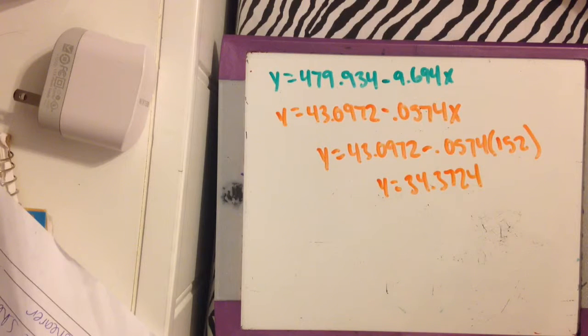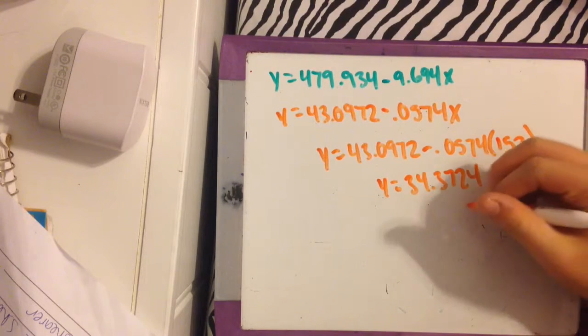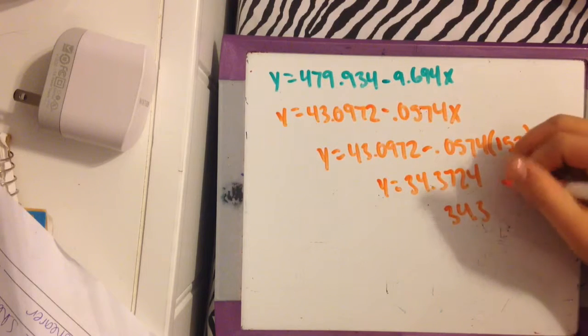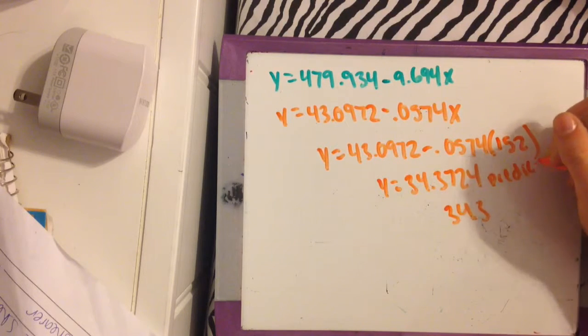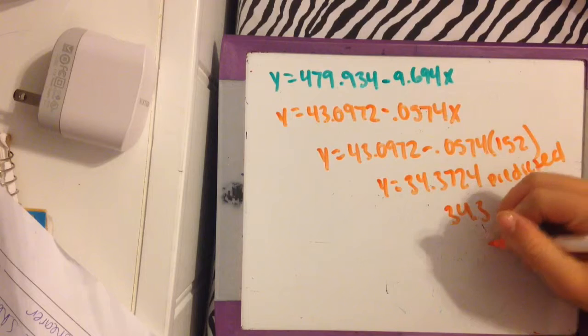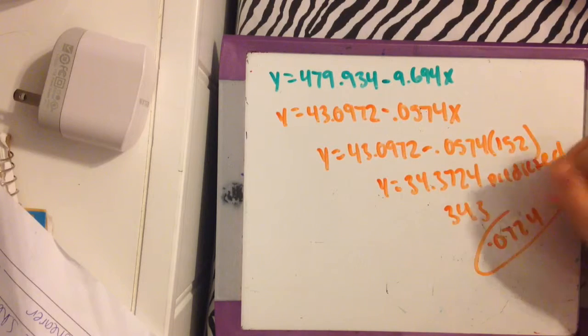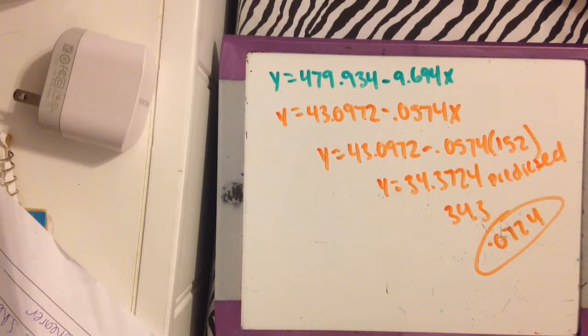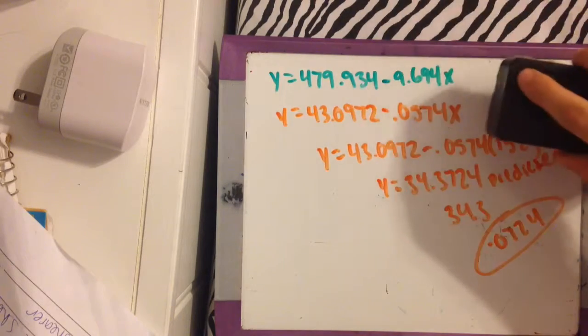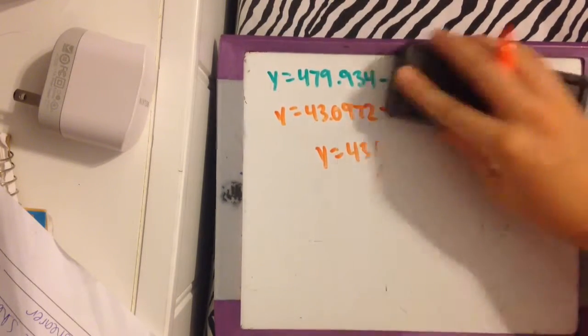What is our prediction? How accurate is it? Well, we know the actual time was 34.3. So, we're really close. We're only 0.0724 above the actual time. Alright, let's erase all this.